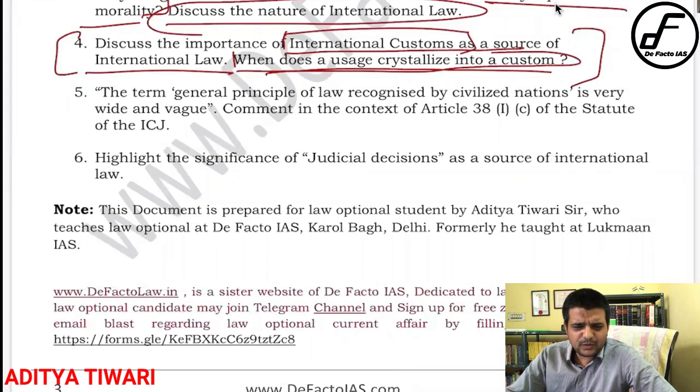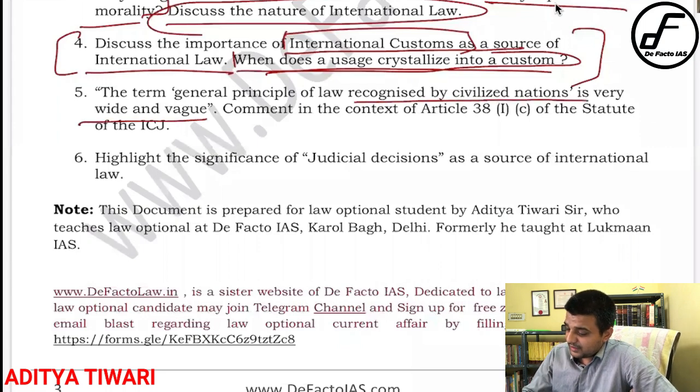Doctrine of opposability you can study from anywhere. A lot of books, right? A lot of books. Otherwise Google Baba is already there, right? It is always there. Okay, then the term general principle of law recognized by civilized nations is very wide and vague. Comment in the context of Article 38(1)(c) that I have already discussed, right?